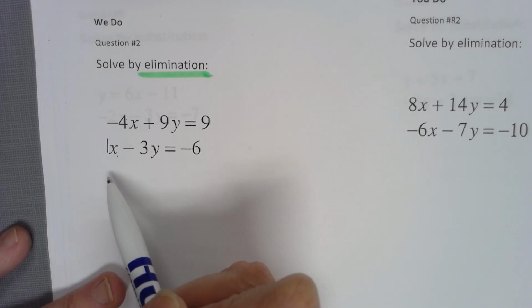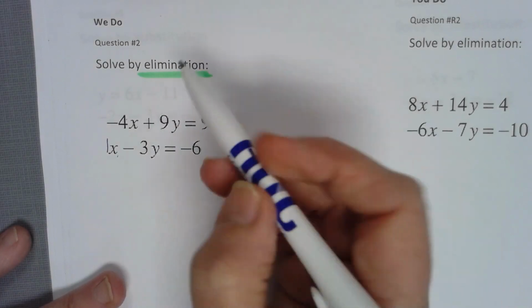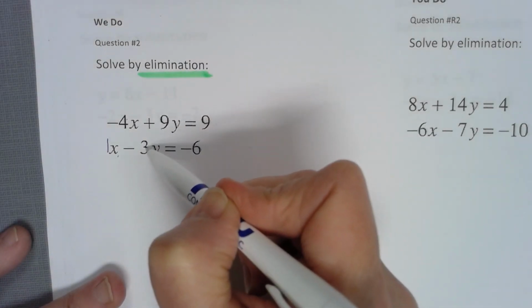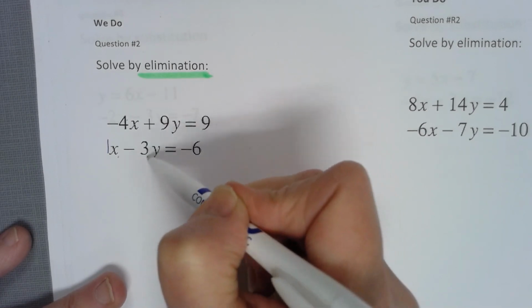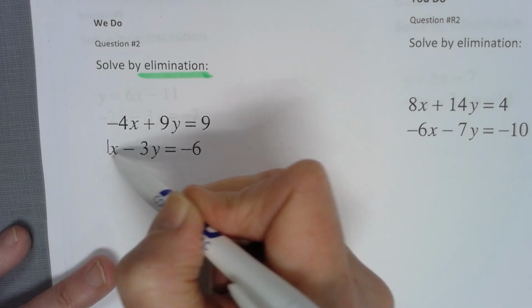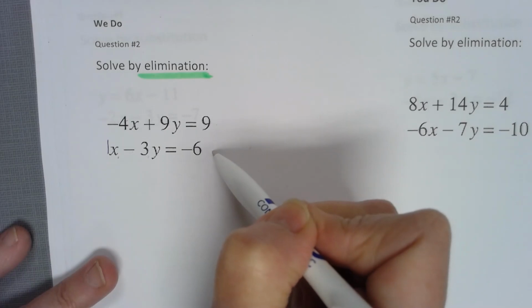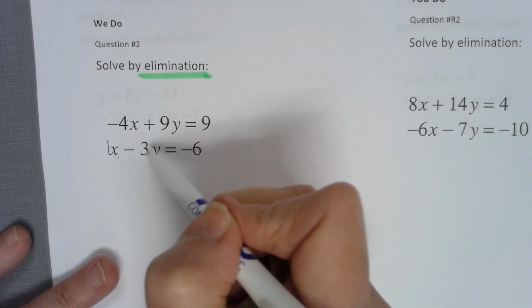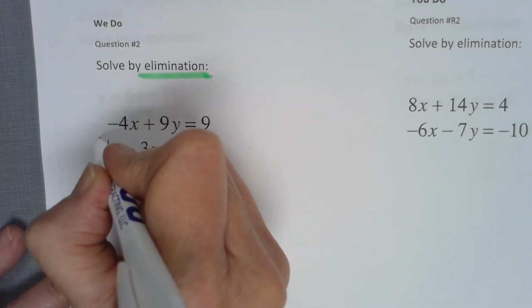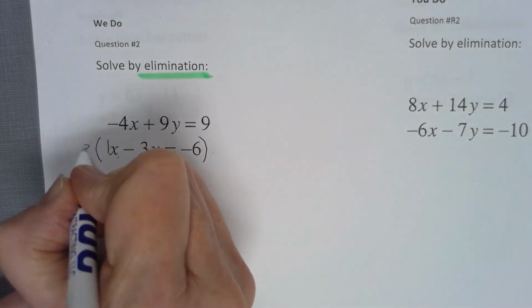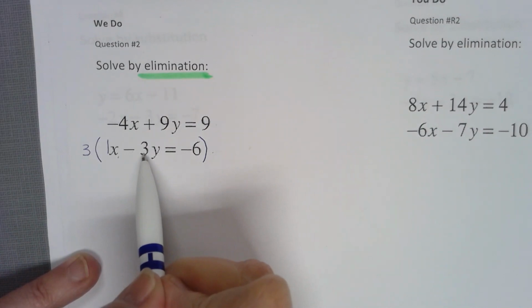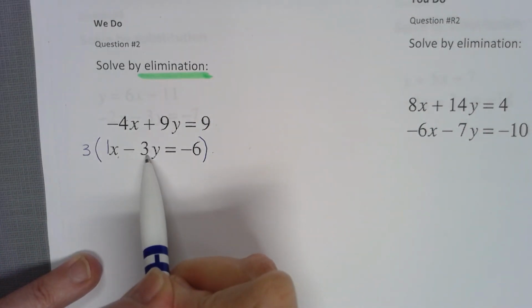Another option I have, I can look at the y's. Okay, if I can turn this into a negative 9, then the 9 and the negative 9 would cancel. How would I turn a negative 3 into a negative 9? Well, I multiply the entire equation by 3. So I'm going to work on my y's. I'm going to multiply the entire equation by 3, because if I do that, that will make my y's cancel.